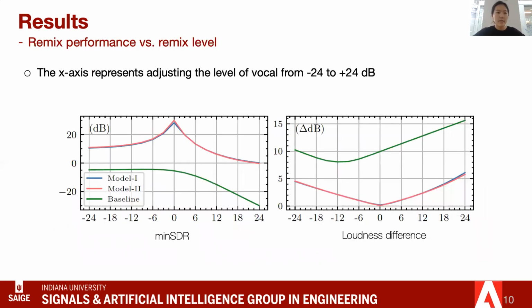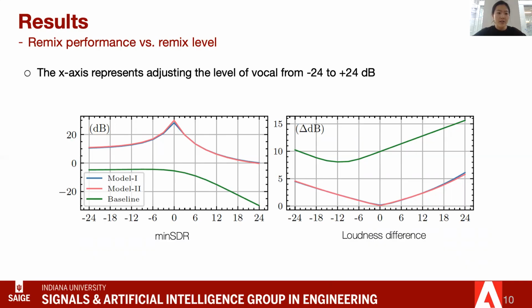We are also curious about how the remix performance changes with the remixing weights. The x-axis here in both graphs is the adjustment level of vocal from -24 decibel to +24, while the other instruments are kept unchanged. Our proposed models, represented by the red and blue lines, outperform the green line baseline consistently in all the remixing weight choices with higher reconstruction scores and lower loudness scores.